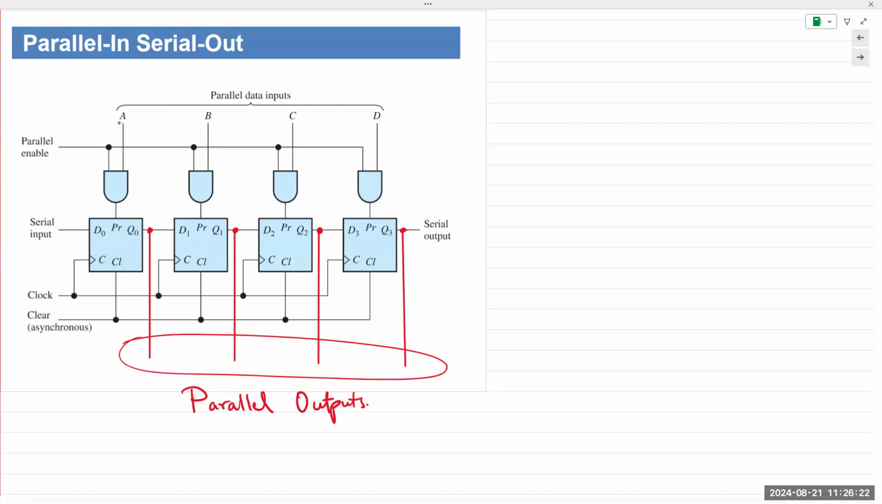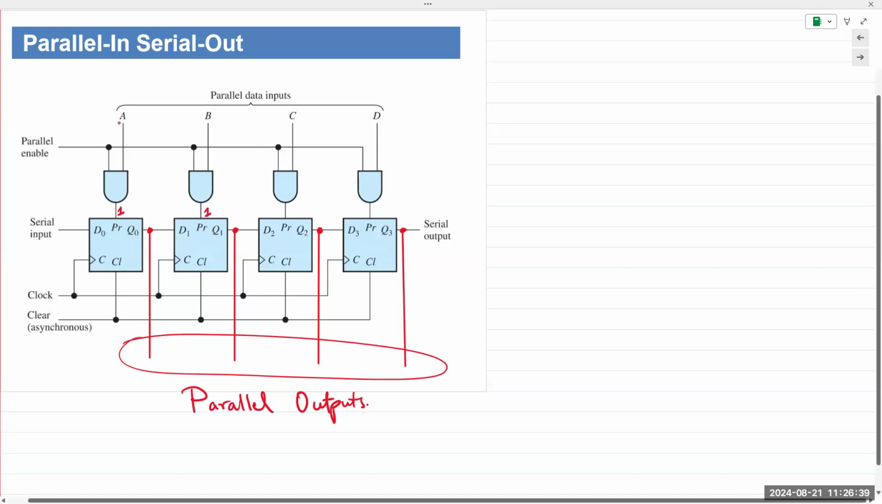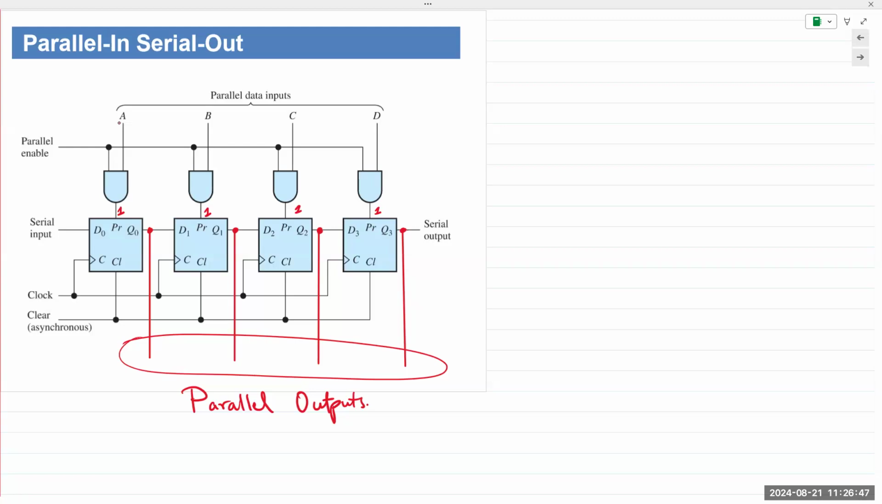Preset actually sets the output to, anyone? There is preset and clear. Clear changes the output to zeros. Preset means you're presetting the output to 1. So preset is 1. Meaning, if this goes to 1, outputs all go to 1. Meaning Q0, Q1, Q2, and Q3 all go to 1. Okay. So you have parallel data inputs all coming in, and they're all connected to the preset button via an AND gate.